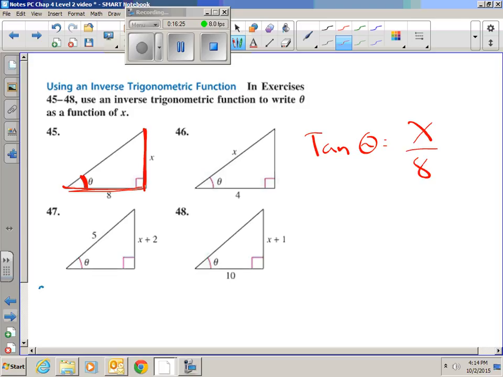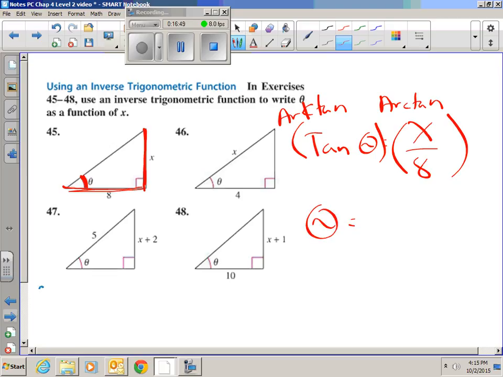And now, because it said to write theta as a function of x, to solve this for theta, I need to arctan both sides. So arctan of the tan, those are going to undo each other. I'm left with theta. Theta is equal to arctan x over 8. And there is our answer.